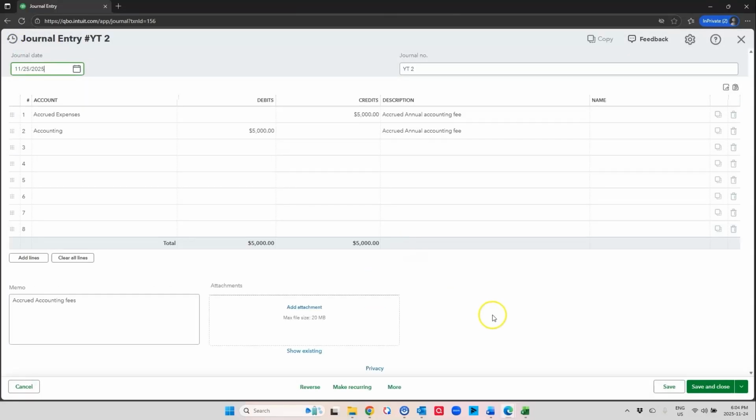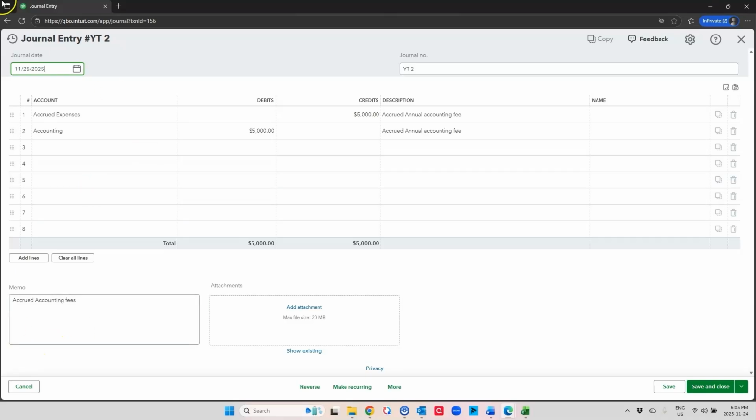And here we have an increase in accounting fees. Accounting expense is a debit. And then we've created a credit for accrued expenses. This is a typical year-end entry where the accountant says it's going to cost $5,000 for the work that I've done, and I want to make sure that it's recorded in the correct year.